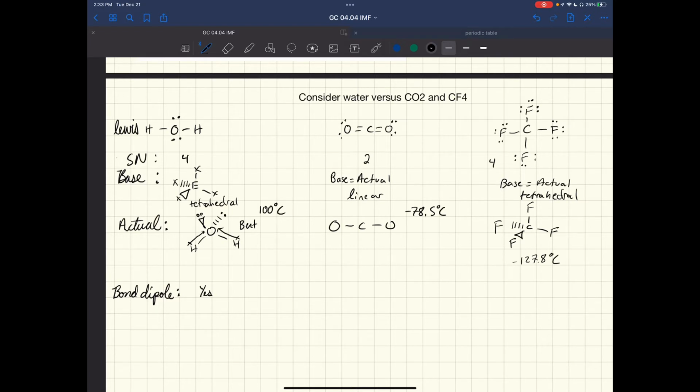Well, what about CO2? In CO2, yes, there are bond dipoles. And oxygen is a fluorine, and carbon is not, so I've got a fluorine to a non-fluorine, so I have a bond dipole. And the bond dipoles point out. So there's the direction of one dipole, there's the direction of the other dipole.